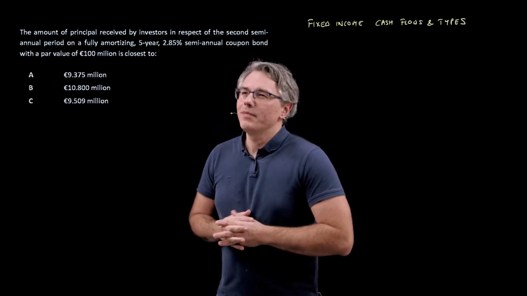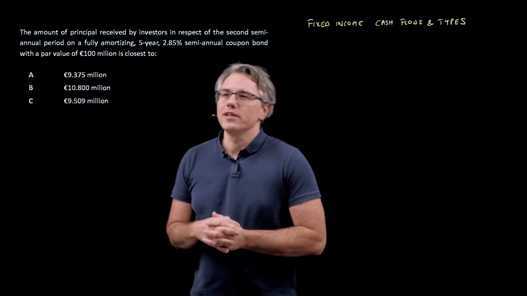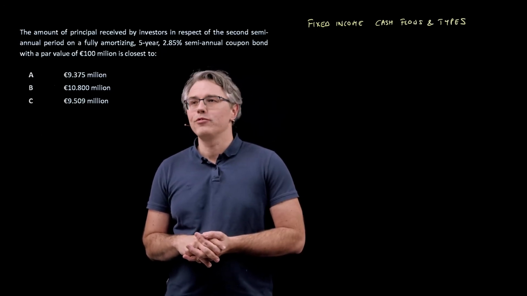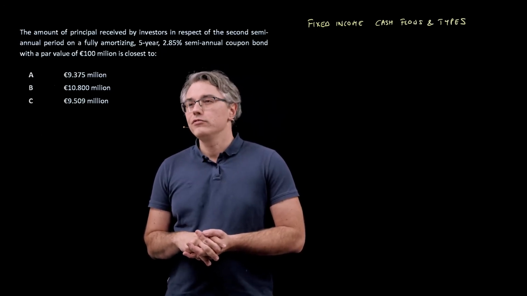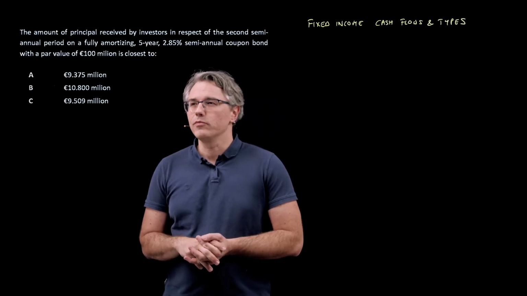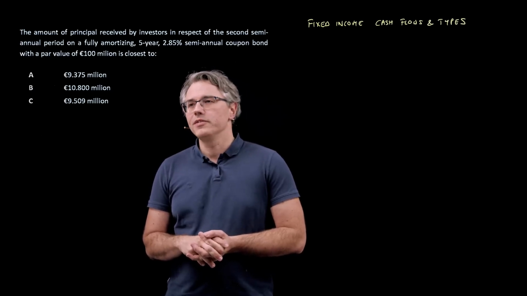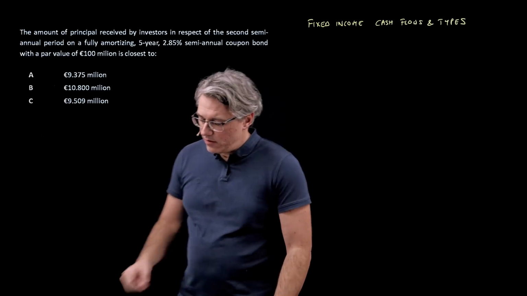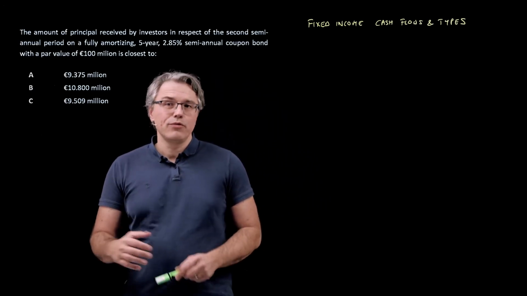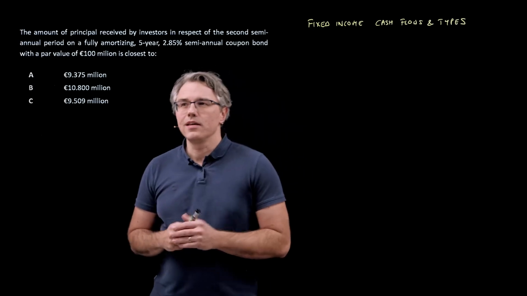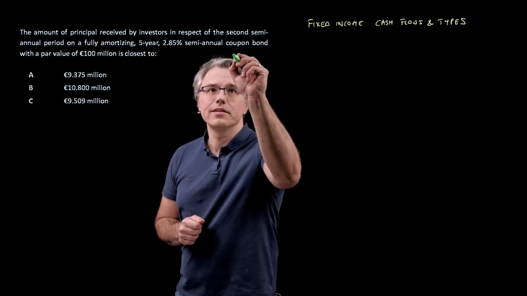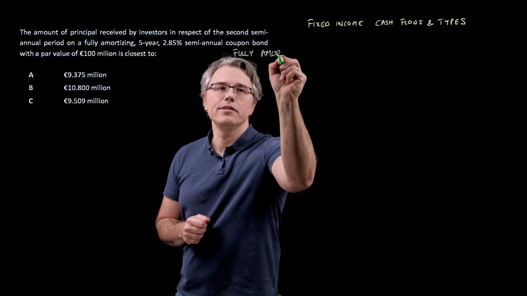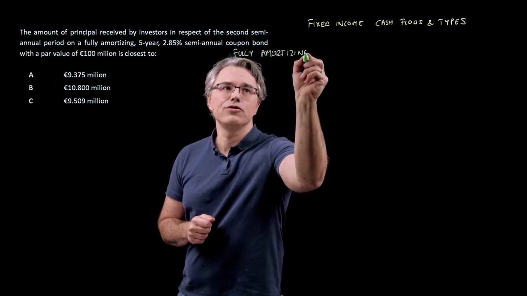Okay, this is it. The amount of principal received by investors in respect of the second semi-annual period on a fully amortizing 5-year, 2.85% semi-annual coupon bond with a par value of 100 million euro is closest to, and 3 options follow. So, the important thing is that this is a fully amortizing bond. Fully amortizing, and you already know what that means, or at least you should know.